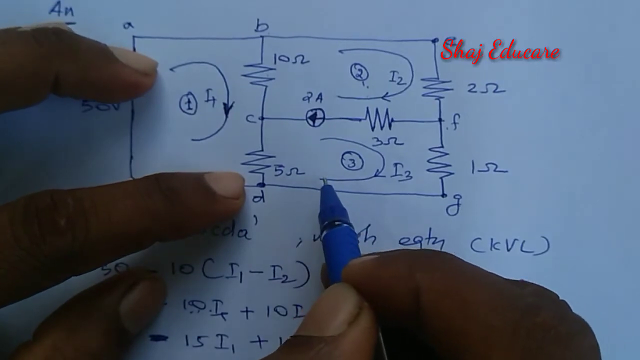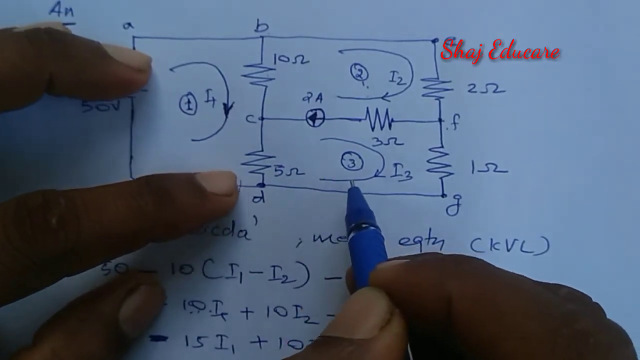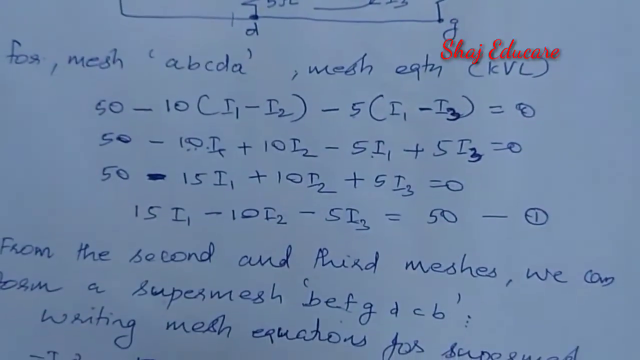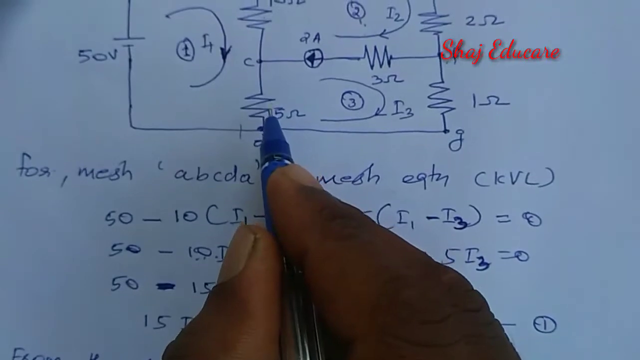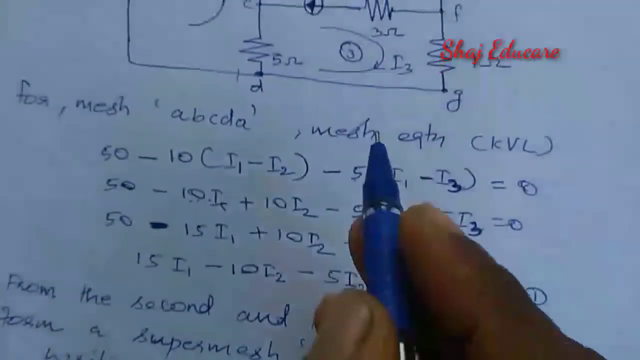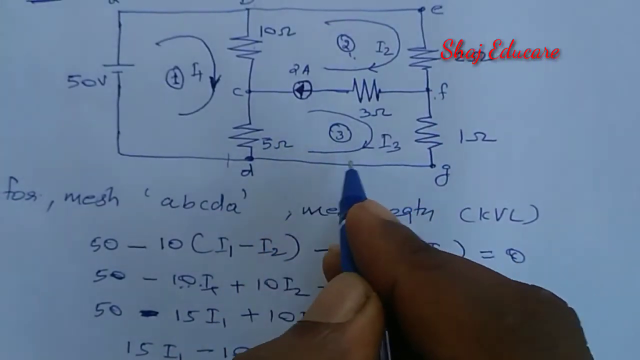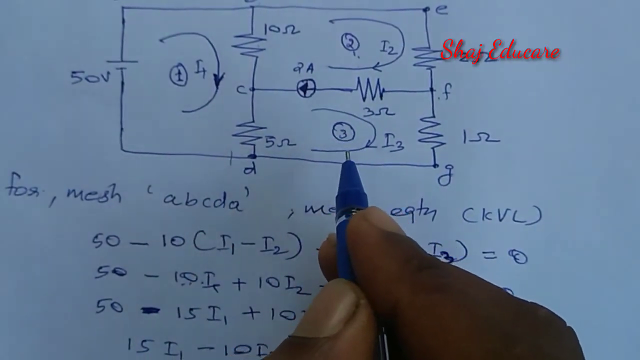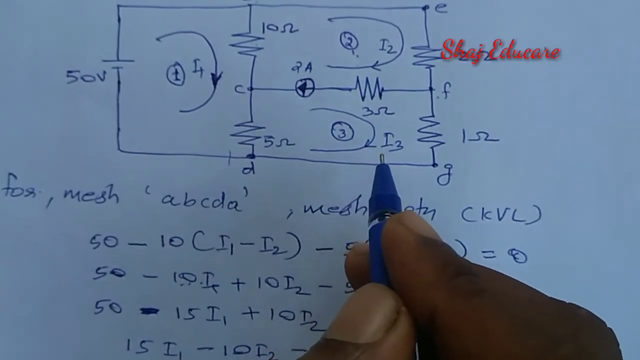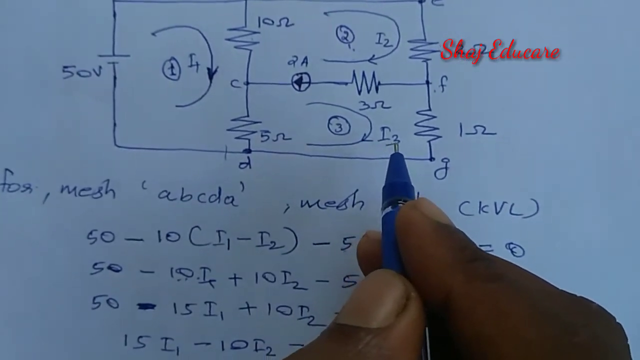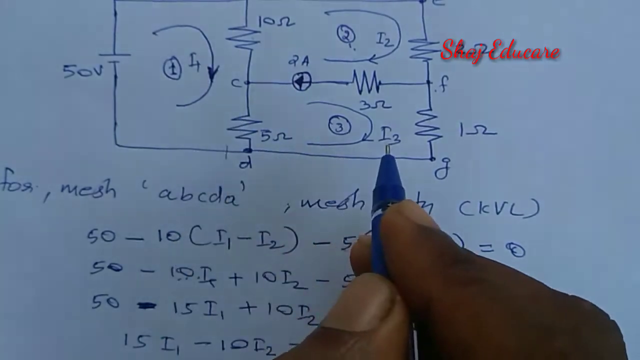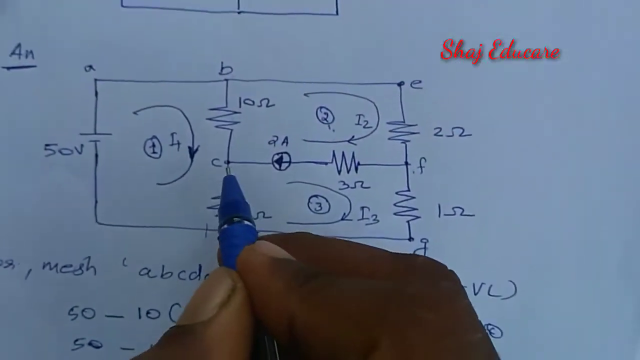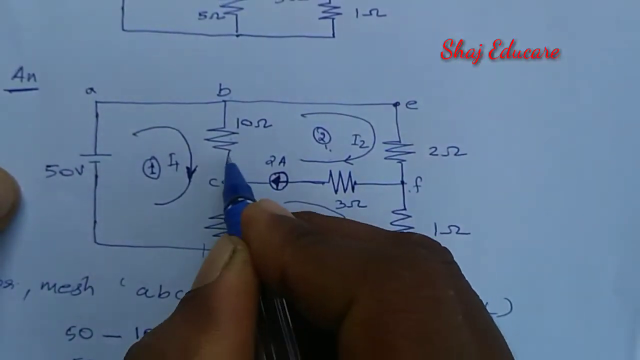So we have to take the effective current. Since both are in opposite direction, we have to subtract it. Then minus 5 into current flowing through 5 ohm is I3 upward and I1 downward. As we are considering the mesh 3, we have to give more priority for I3. So we have to subtract I1 from I3. Okay, I3 minus I1.